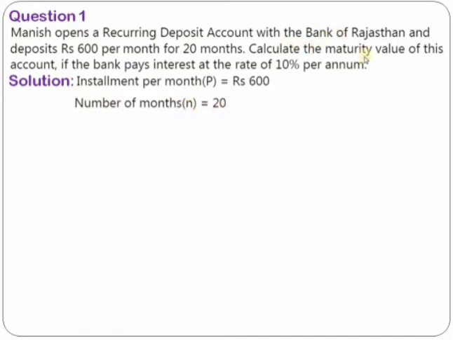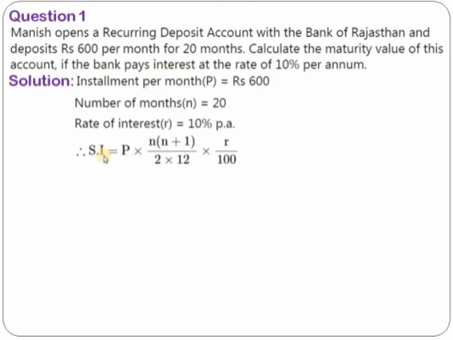You need to calculate the maturity value of this account if the bank pays interest at the rate of 10% per annum. So basically the rate of interest is given to be 10% per annum. Now let's first calculate the simple interest using this formula. Let's put the value of n, which is 20, and r is 10, and P is given to be 600. If you do that, you will get this, isn't it? So do the simplification out here. First simplify whatever is there within the bracket. So 20 plus 1 is 21, so this is 20 into 21 here.